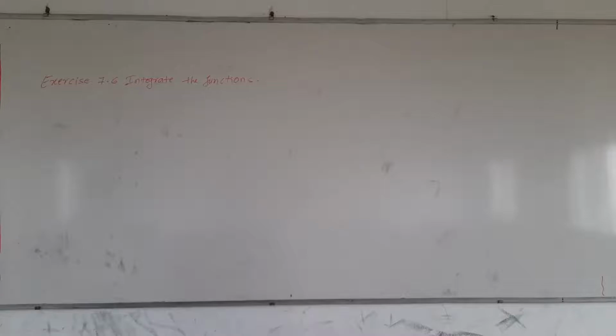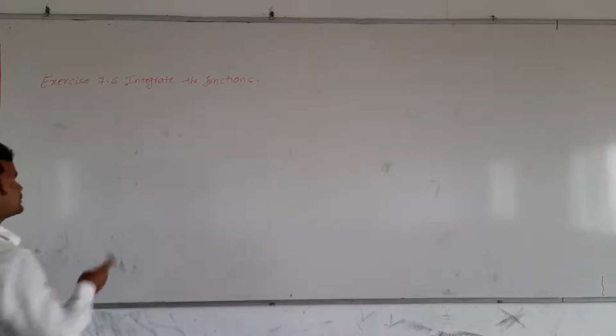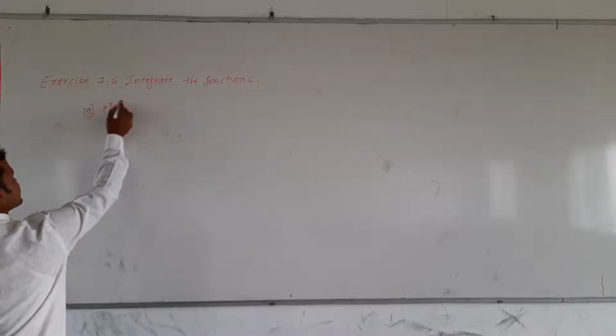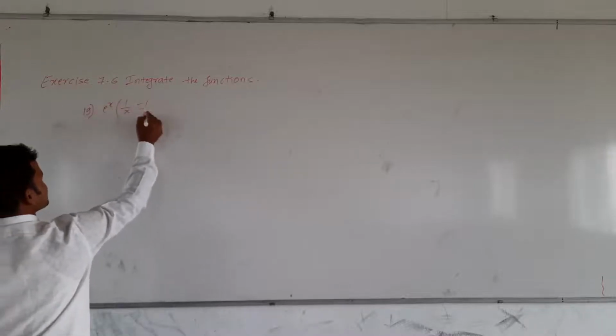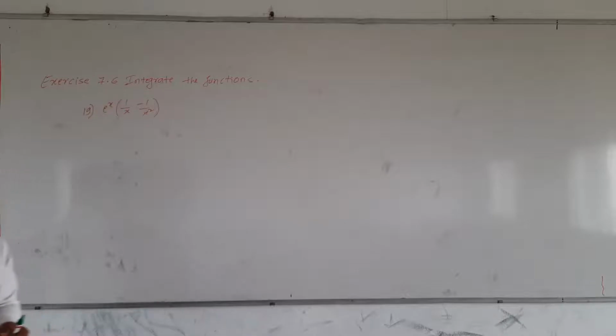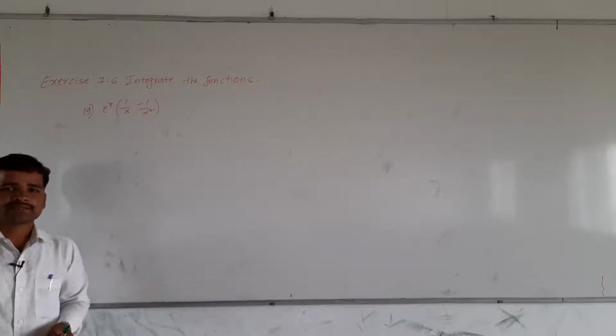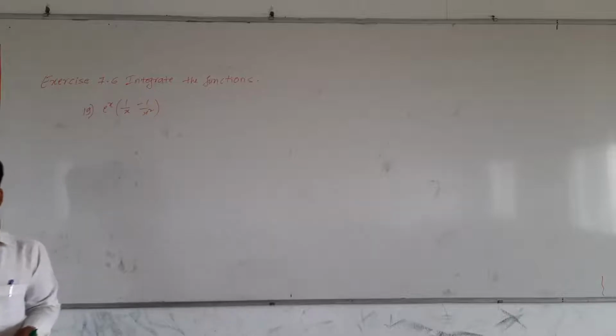Problem number 19 is a very simple one I want you to solve. That is, problem number 19 is given as e raised to x into 1 by x minus 1 by x square. E raised to x is there, 1 by x minus 1 by x square. The differentiation of 1 by x is minus 1 by x square. So, the answer is e raised to x into 1 by x, simple one.